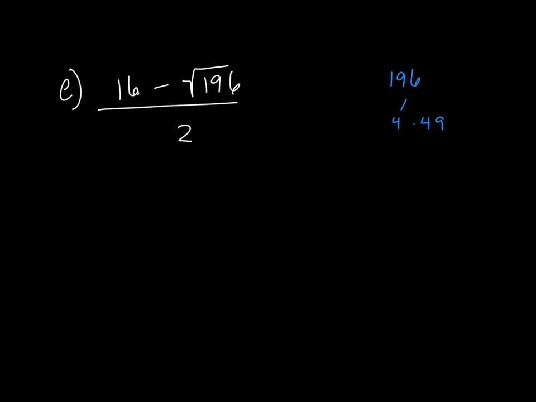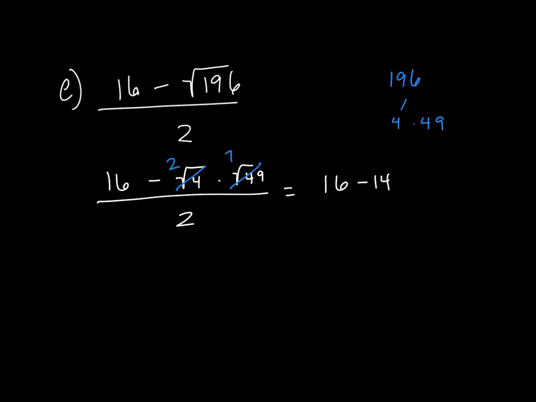What that means is, you probably already did this in your calculators, that's the square root of 4 times the square root of 49 all over 2. The square root of 4 is 2. The square root of 49 is 7. And that just becomes 16 minus 14 divided by 2, or 2 over 2, which is equal to 1. Well, that was kind of easy. So we probably should do at least one more.